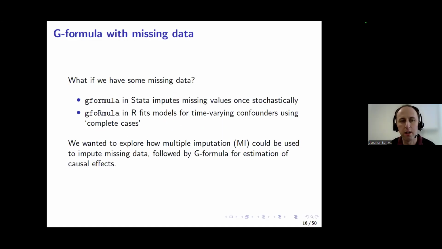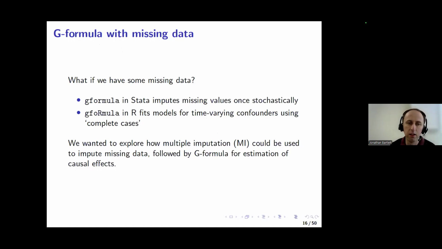Okay, so at the start, I said the problem we were trying to investigate was how to apply G-formula when some data are missing in the original data set. Now, two implementations of G-formula in software are the Stata implementation G-formula, which was written by our colleague Rhian Daniel, and that imputes any missing values once stochastically from models, whereas the G-formula package in R fits each of the models for the time-variant confounders using the complete cases, so the individuals who have each of the variables involved in those models complete.